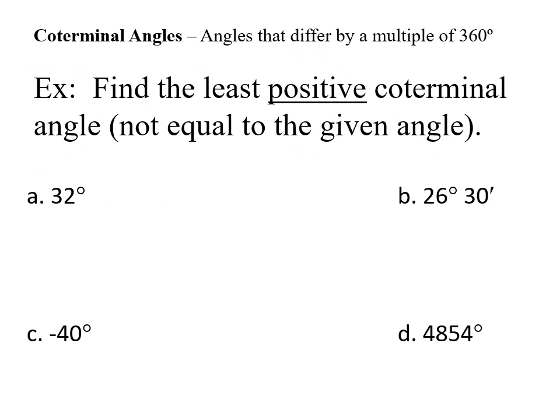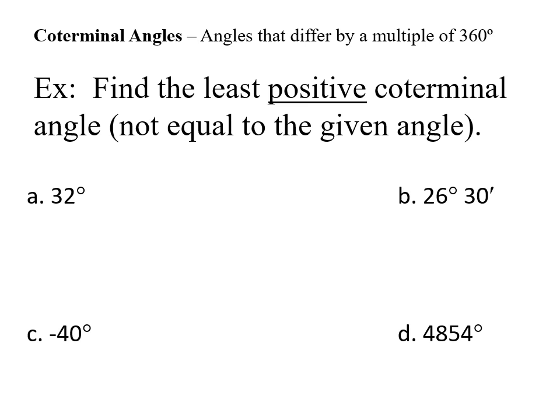Okay, another definition is coterminal angles. Coterminal angles are angles that differ by a multiple of 360. And so that would be an angle that stops in the same spot. So 32 degrees. If you want to find the least positive coterminal angle, then what you'd want to do is find the first positive angle by either adding or subtracting 360.